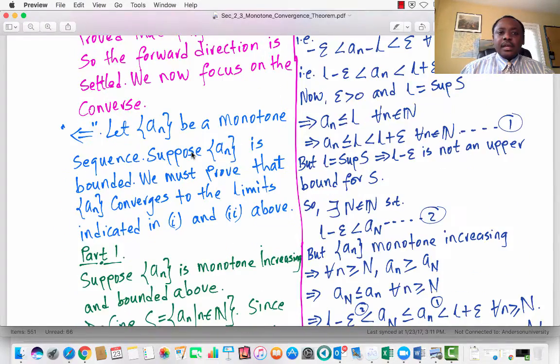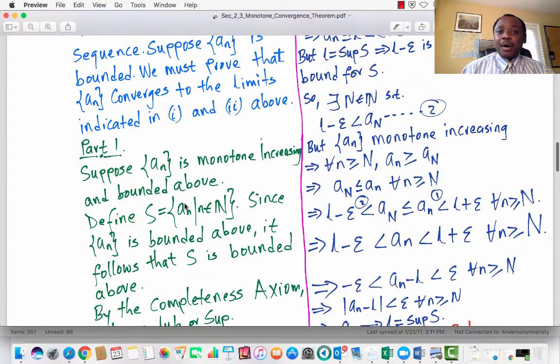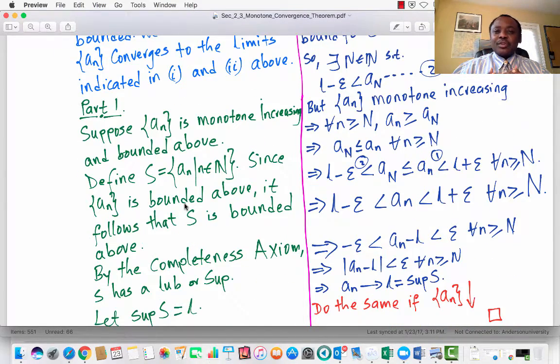Reverse direction. Let an be a monotone sequence. Suppose an is bounded. We must prove that an converges to either the sup, if it is increasing, or the inf, if it is decreasing. So let's start off with monotone increasing sequences that are bounded above. So suppose an is monotone increasing and an is bounded above.